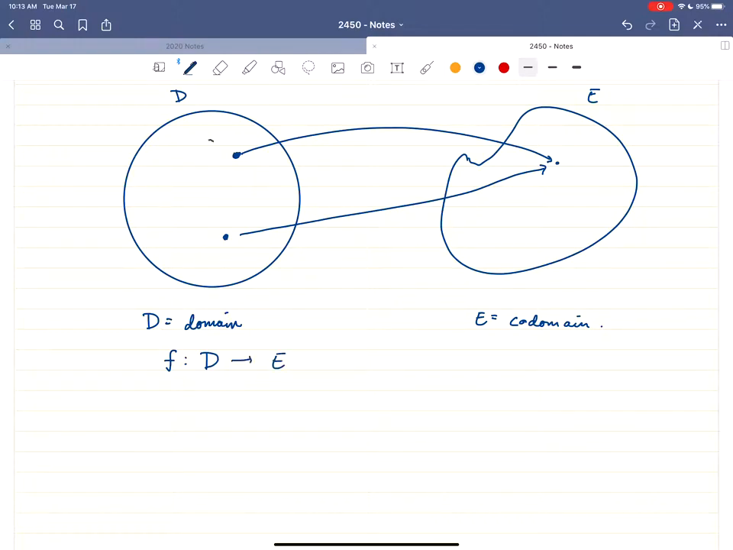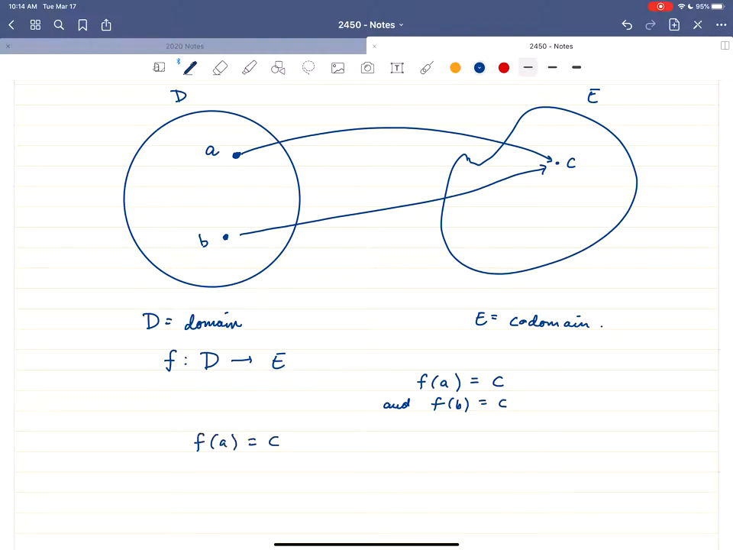Let me avoid x's and y's because we have some preconceived ideas there. If these two values are, say, a and b, and this is the point c, then we would write this in the usual way: f of a is c, and f of b is c. Both of those things are true.